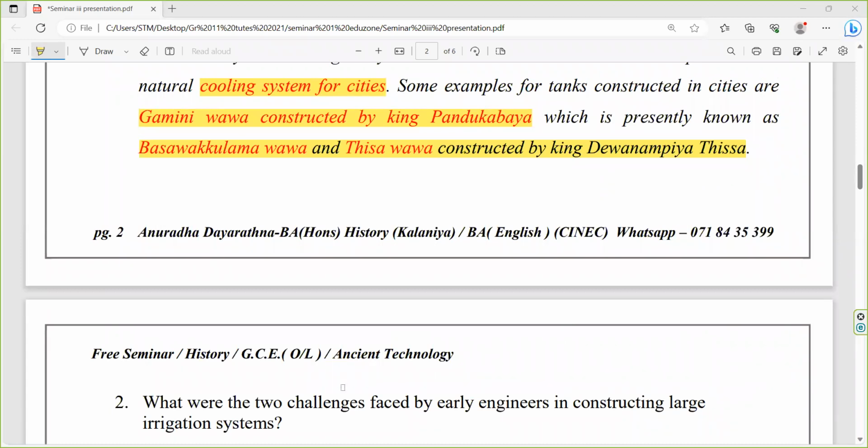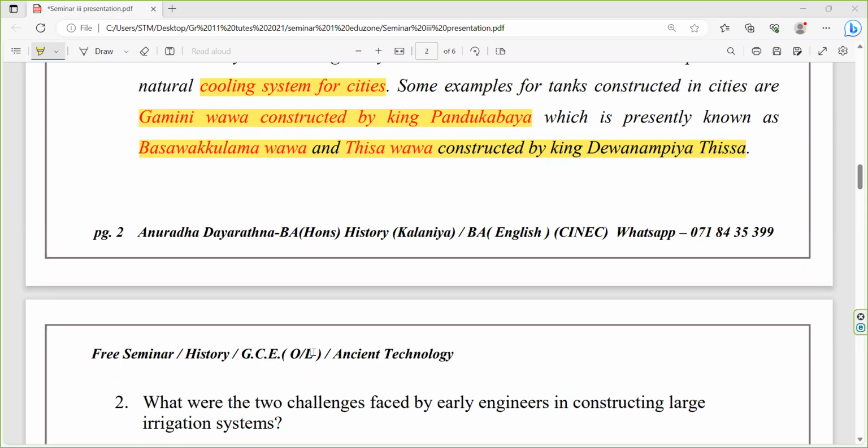So, second question: what were the 2 challenges faced by early engineers in constructing large irrigation systems? 2 challenges. This question can also be given in another way. What is the other way of giving this question?